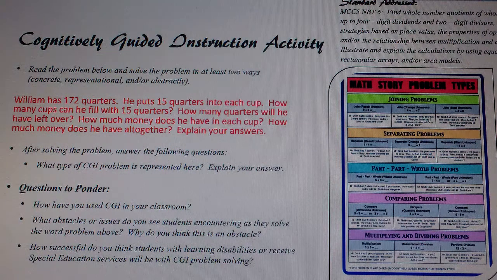The problem states that William has 172 quarters. He puts 15 quarters into each cup. How many cups can he fill with 15 quarters?